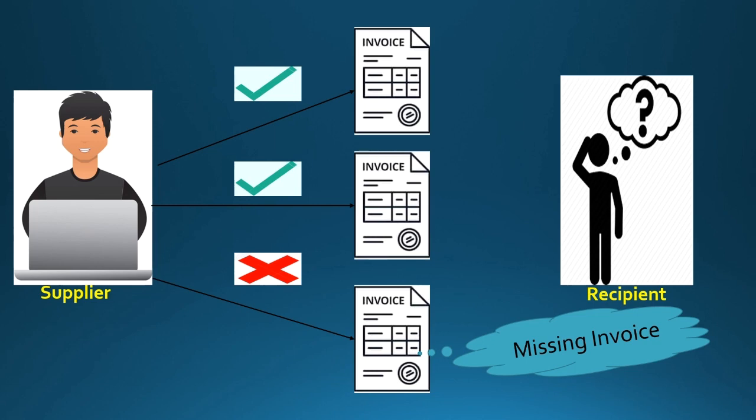However, one point to be noted is that credit can be availed on a missing invoice only if such credit is eligible under the GST law. If the credit is ineligible, then it cannot be availed.